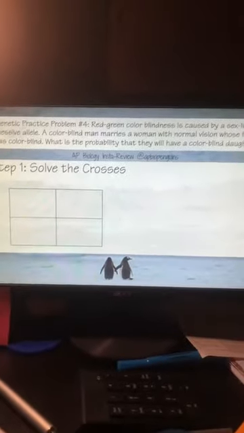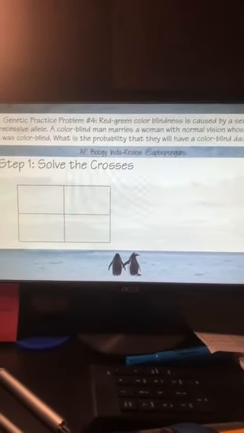So a colorblind male marries a woman with normal vision whose father was colorblind. One thing to note is that when we're talking about sex-linked, it's going to be on the X chromosome. Females have 2 X chromosomes, while males only have 1 X chromosome. Knowing that her father is colorblind means that he passed on the recessive allele to his daughter. So the daughter is heterozygous because she's normal, but her father was colorblind. He passed on the recessive allele, and she has a dominant allele from her mother to allow her to be normal.